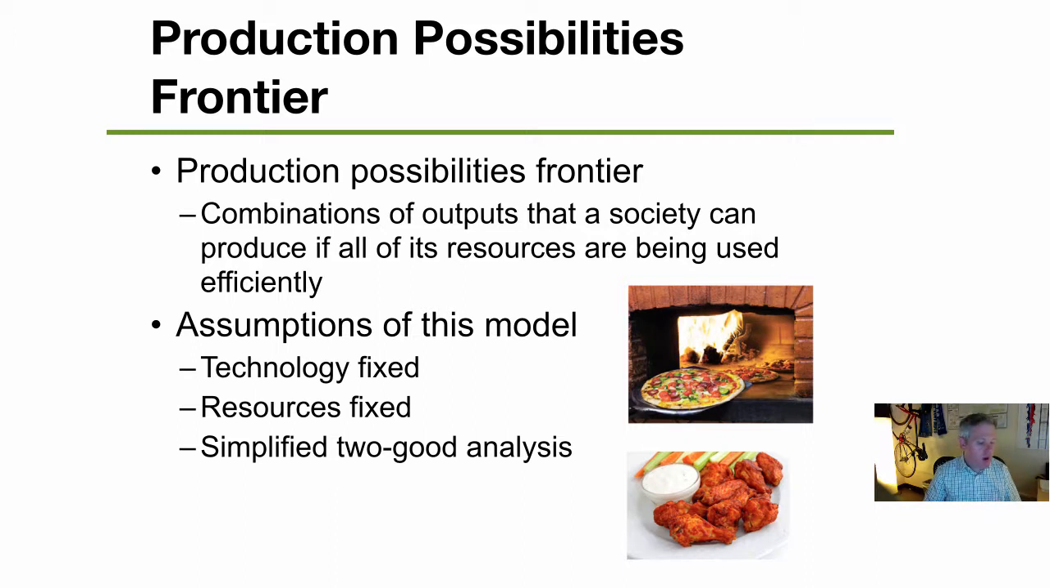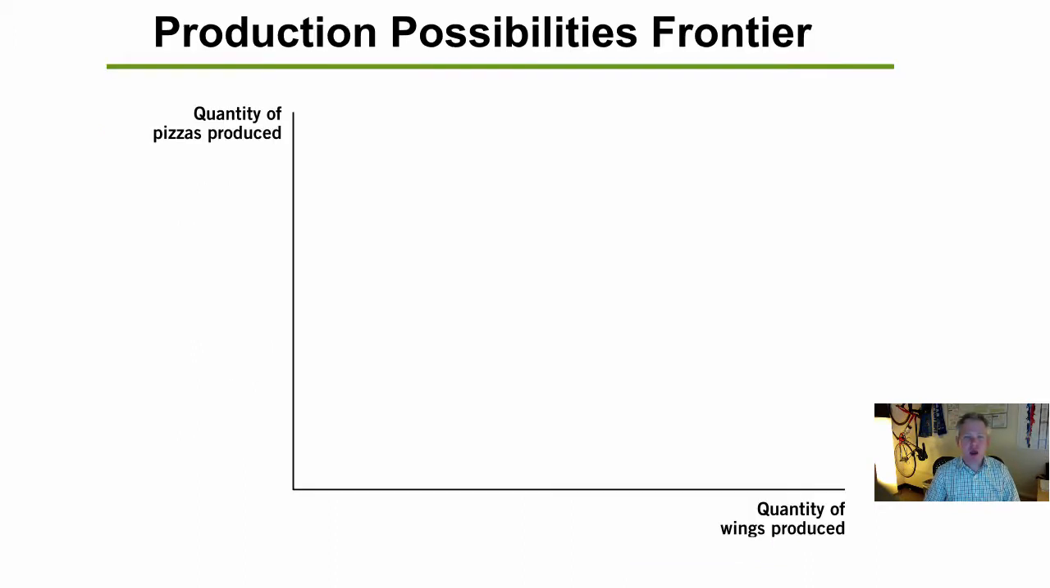All right. So what does a Production Possibilities Frontier look like? We're going to use wings and pizza here as the two goods that can be produced. We have the quantity of pizzas that could be produced and the quantity of wings that could be produced. This just starts at 0 and it increases as you go up along the y-axis. The quantity of wings produced increases as you go along the x-axis there. All right. So let's put some of this in. This is what a Production Possibilities Frontier looks like.